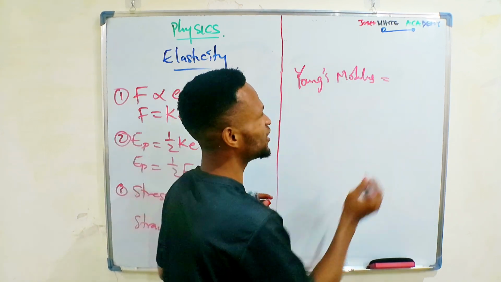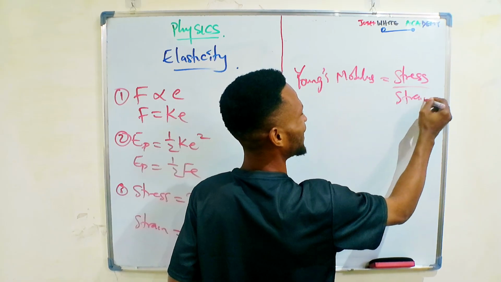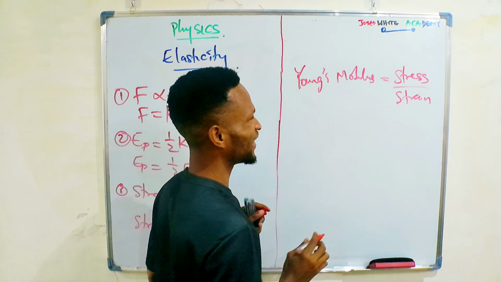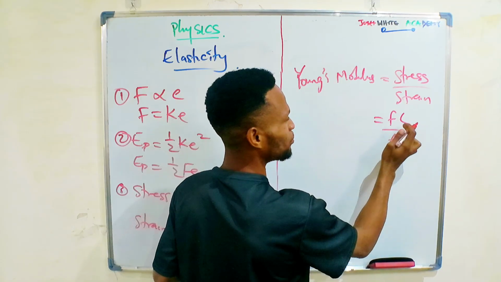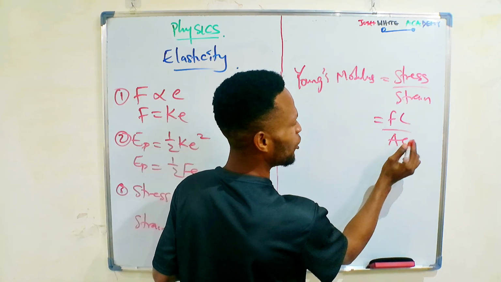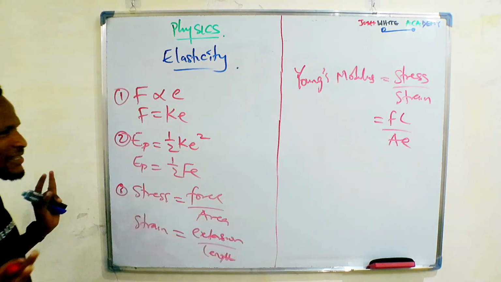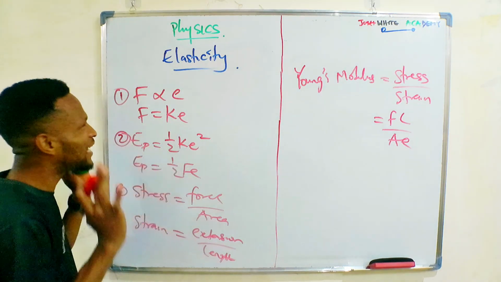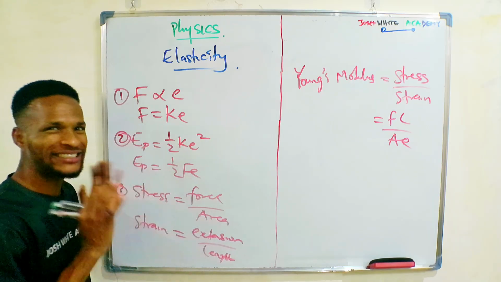Young's modulus is equal to stress divided by strain, which will give you FL all over AE. Force multiplied by length divided by area multiplied by extension. So these are the formulas you need to master on elasticity. The next one, let's talk about temperature and thermal physics.